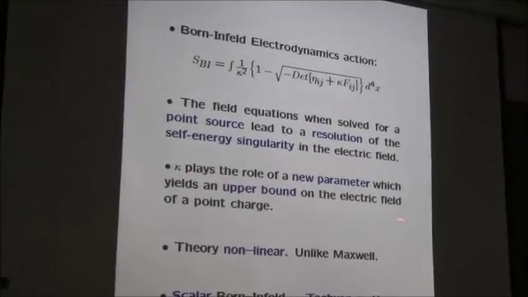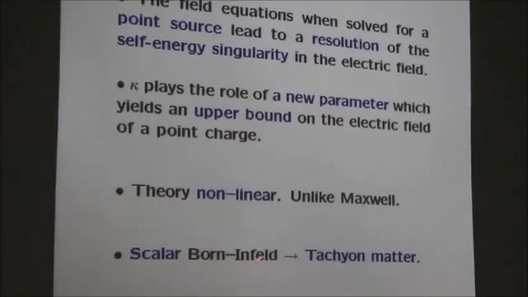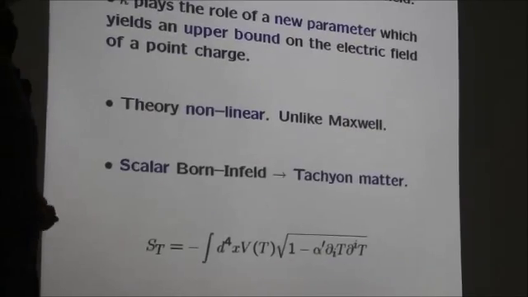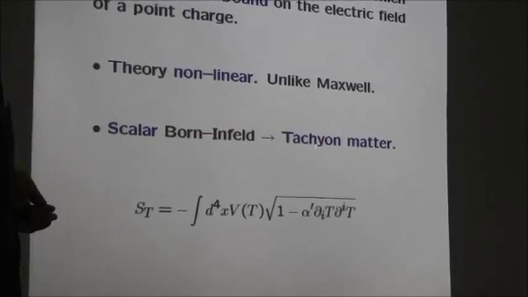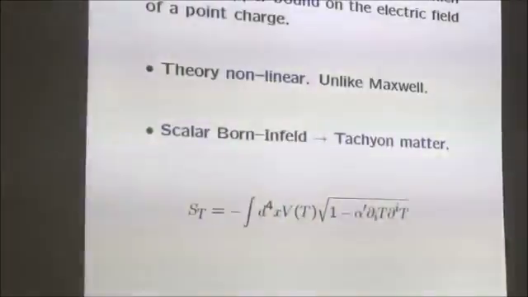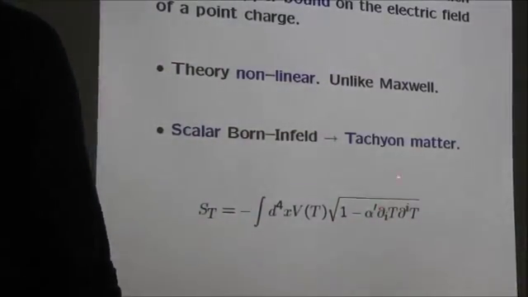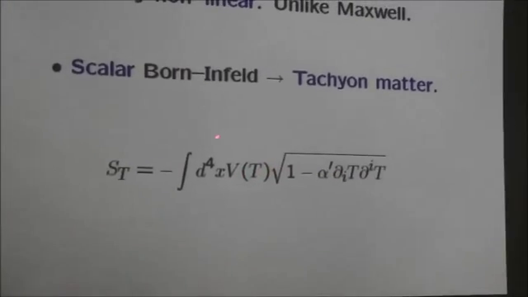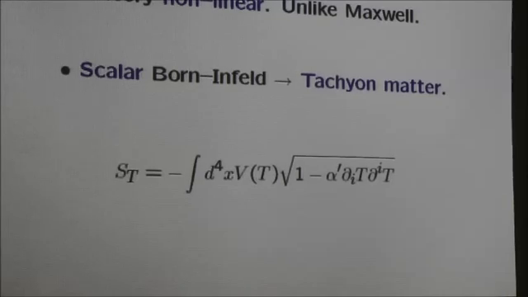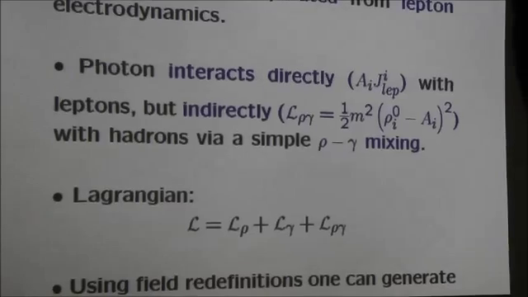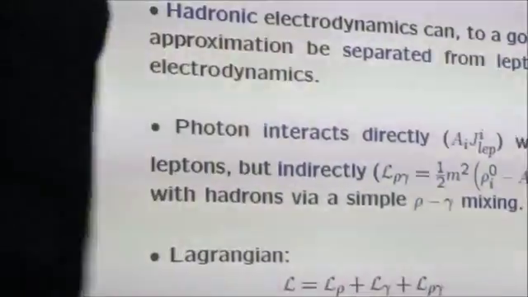The theory is nonlinear, it's not like Maxwell, and there are various avatars of Born-Infeld. One of them is scalar Born-Infeld, which is actually the tachyon matter that string theorists would like to talk about. That's the same thing, and that has an action which is given by this. Capital T is a scalar field, there is a potential over here, and that's the usual action for the tachyon condensate in string theory.